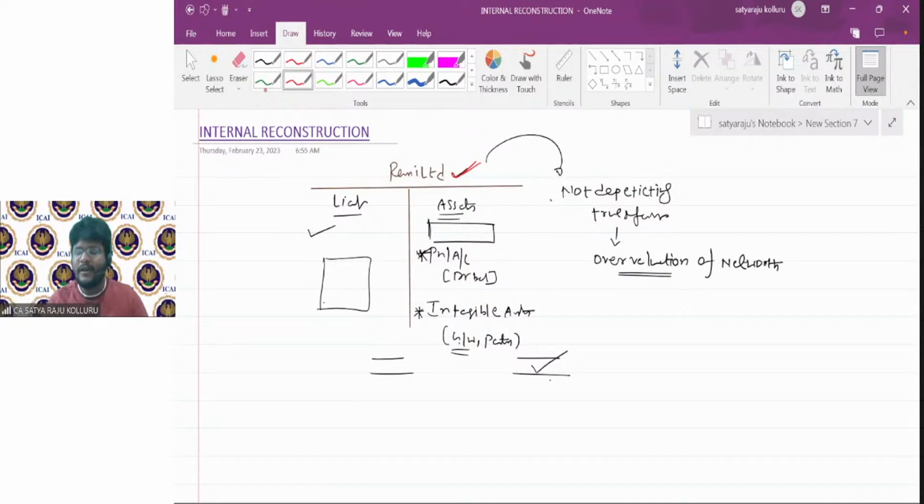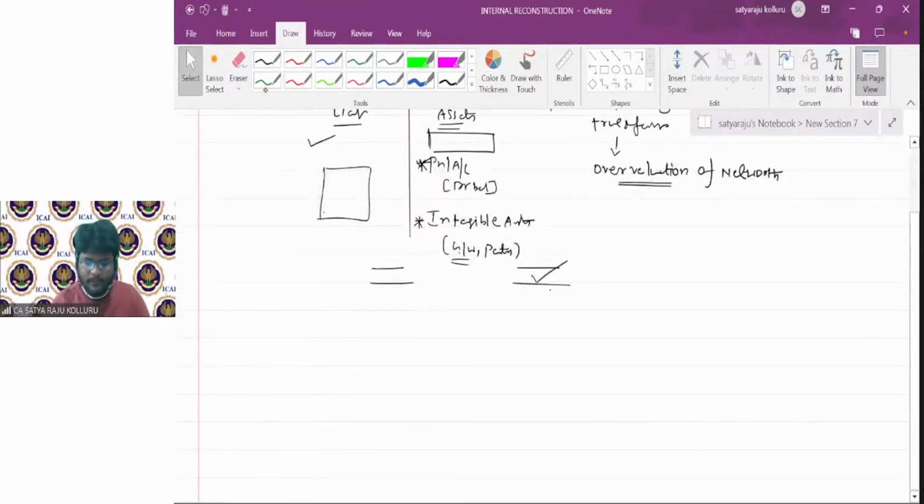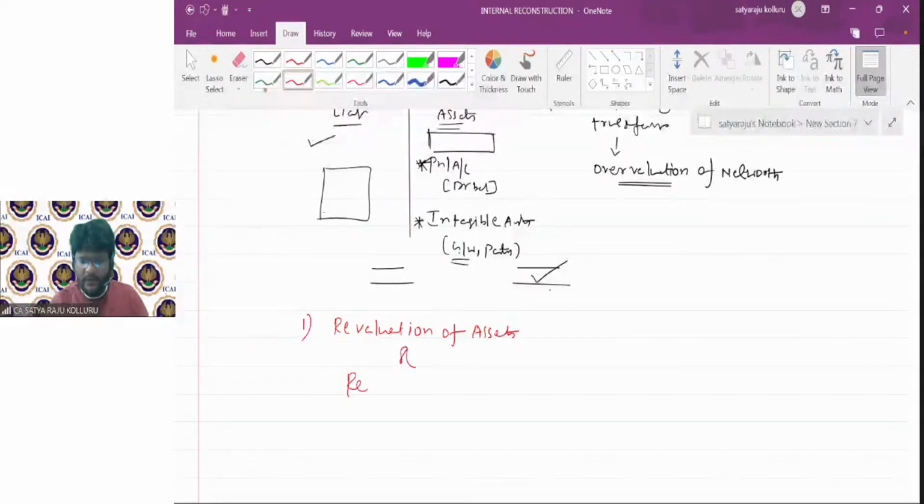But internally, what are the various activities conducted by Rani Limited as a process of internal reconstruction, sir? Number one, revaluation of assets and reassessment of liabilities is going to happen. Sir, due to the revaluation of assets and reassessment of liabilities, what will happen? All the assets as well as liabilities will come to their true values, their fair values, due to this revaluation and reassessment of liabilities.